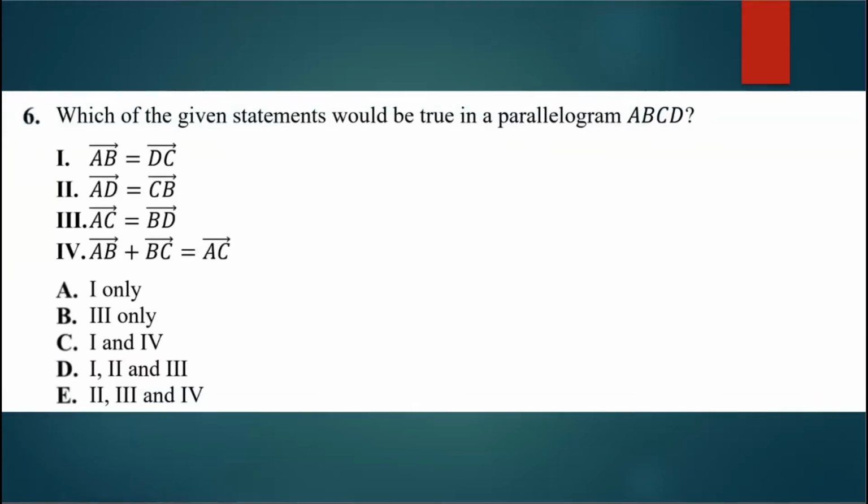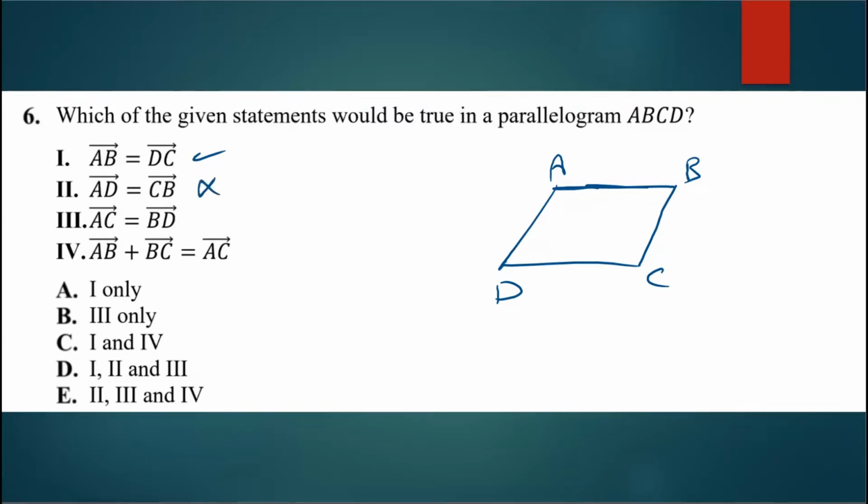Which of the given statements would be true in the parallelogram ABCD? In a parallelogram, each two opposite sides are parallel and equal in length. If you consider vectors, you consider how to name the vertices. So I will name them A, then B, then C, then D in cyclic order. To answer this type of question, AD and DC equal, yes, because they are parallel, the same size and the same direction.